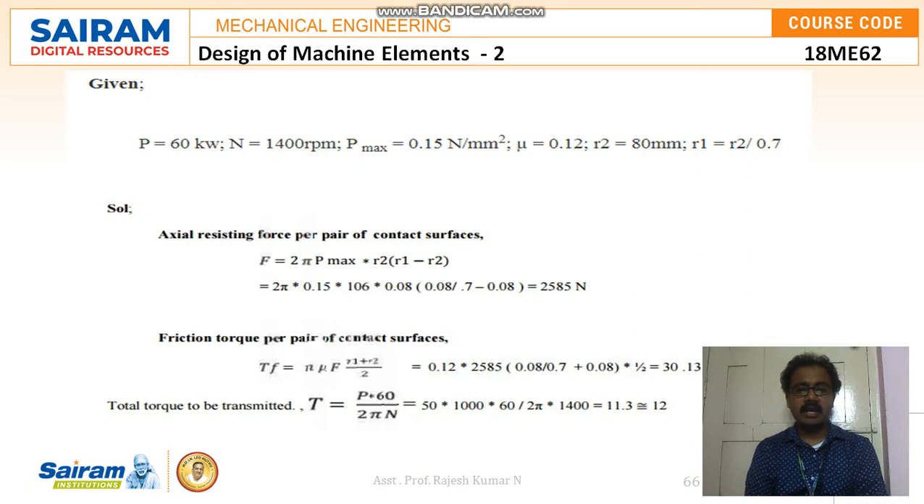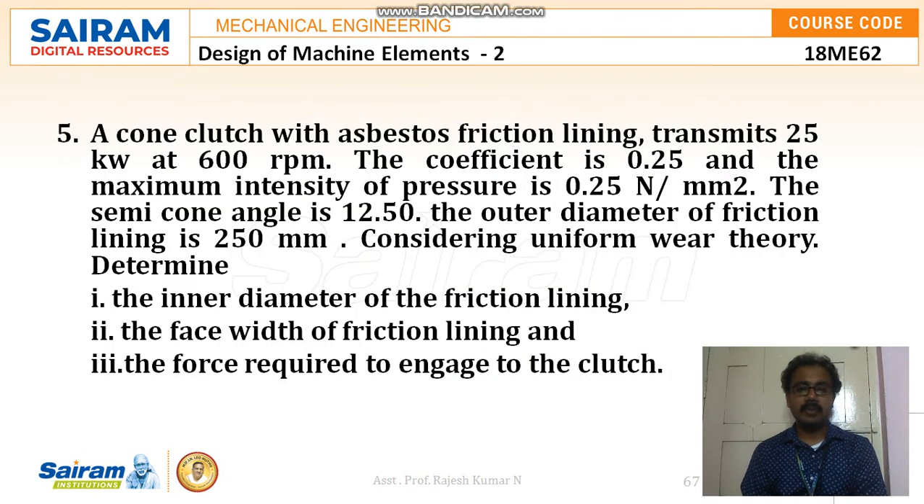Finally, the total torque to be transmitted is T equal to P into 60 divided by 2 pi n. So it is 50 into 1000 into 60 divided by 2 pi into 1400, which is equal to 11.3, approximately 12. So, a very simple problem, and we shall move to the next problem, that is a cone clutch problem.